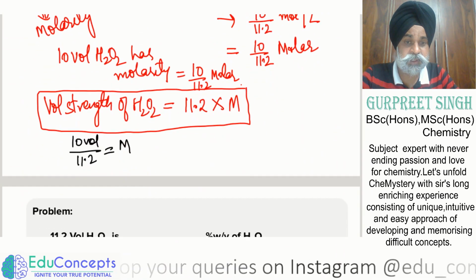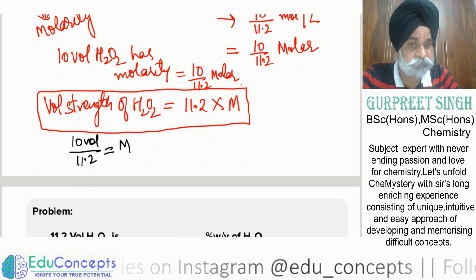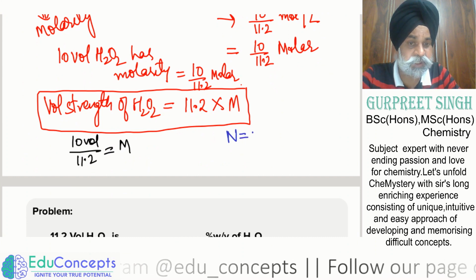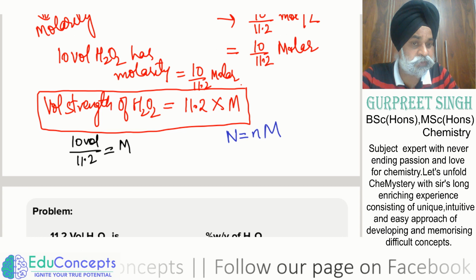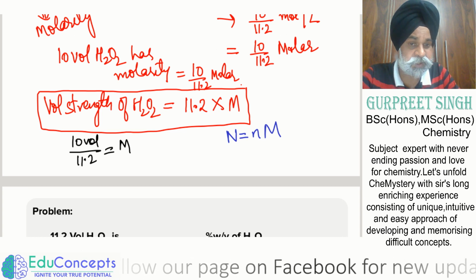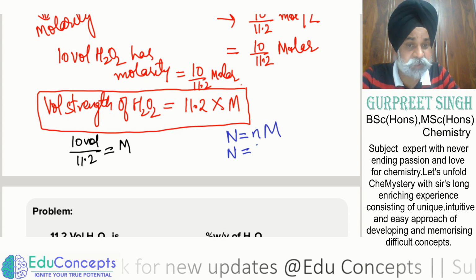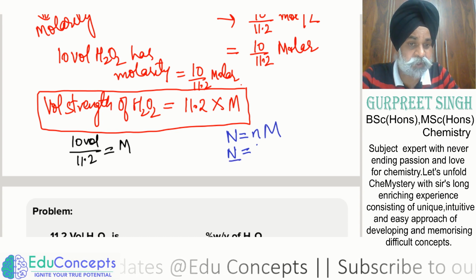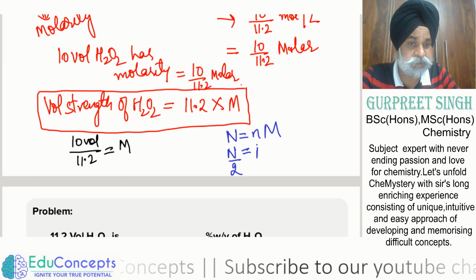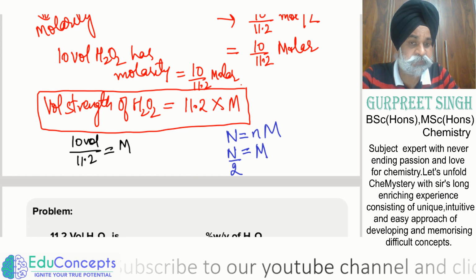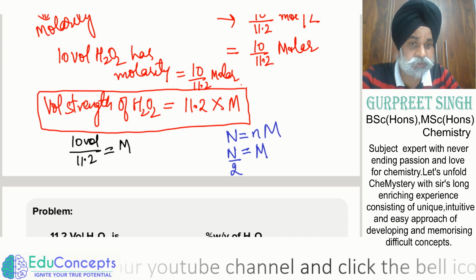So you know very well that normality is n into M, where n is the n factor. So normality may be written as, molarity may be written as N upon 2 is the molarity. So if you know the molarity, now you can put it here.